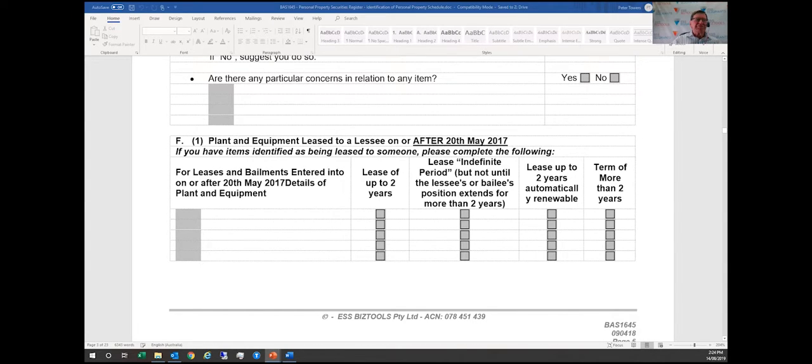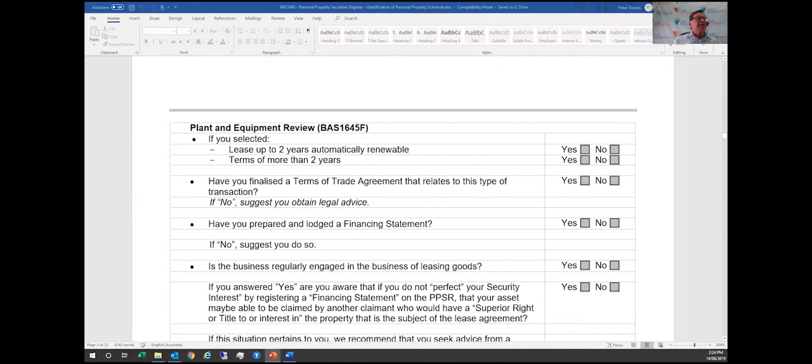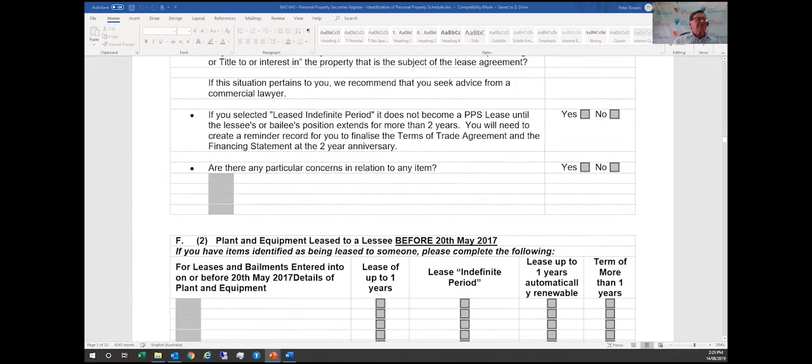There has been some changes since the 20th of May 2017 because that was when the government changed the legislation relative to leases, and that's why we've got some separate sections relating to pre-20 May 2017 and post-20 May 2017.